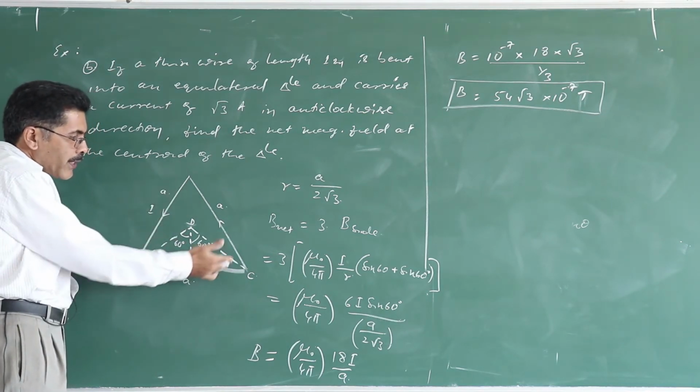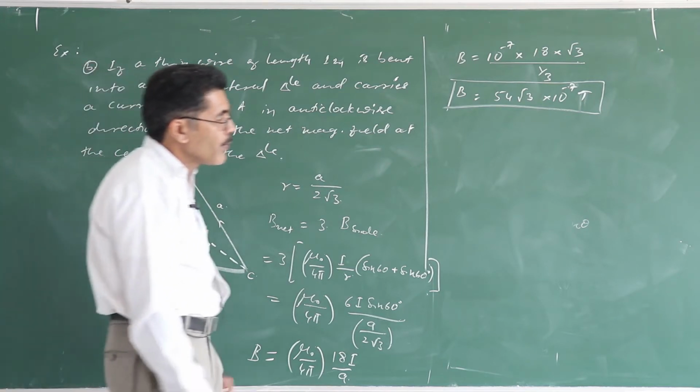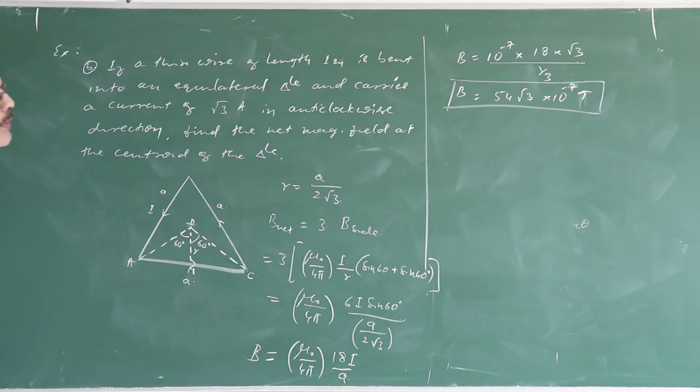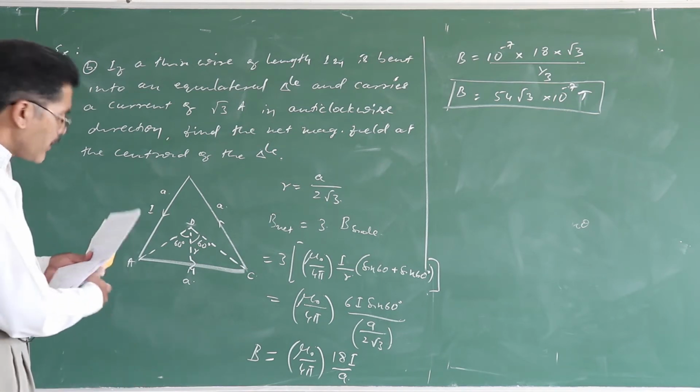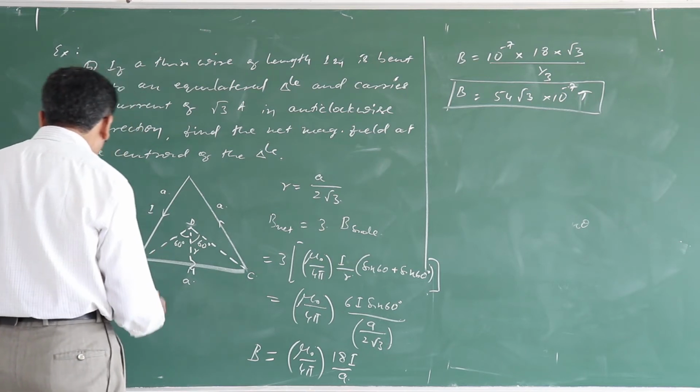See, it is bent into equal parts. Therefore 1/3 of a meter. I take a is equal to 1/3 of a meter. So when you simplify that, you will be getting 24 into root 3 into 10 raised to minus 7 Tesla. Let me take another problem.